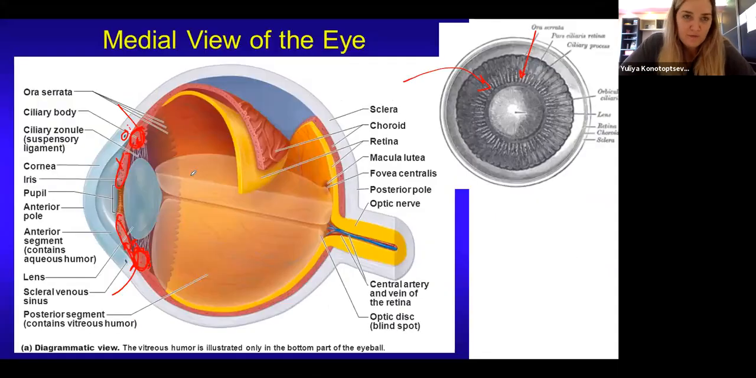Where are the ocular veins? They are somewhere in between sclera and choroid. So from canal of Schlemm, the aqueous humor starts to flow in this way, in the ocular veins between sclera and choroid, until it reaches the central vein of retina. Central vein of retina is here. It's in the middle of the optic nerve and optic disc.